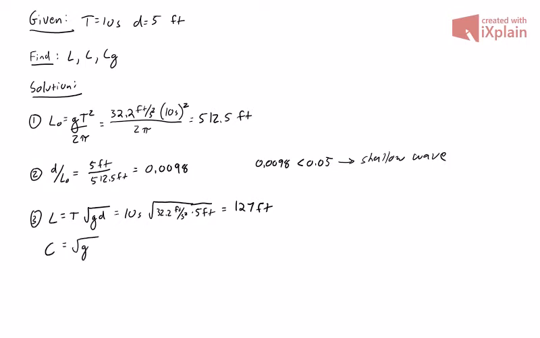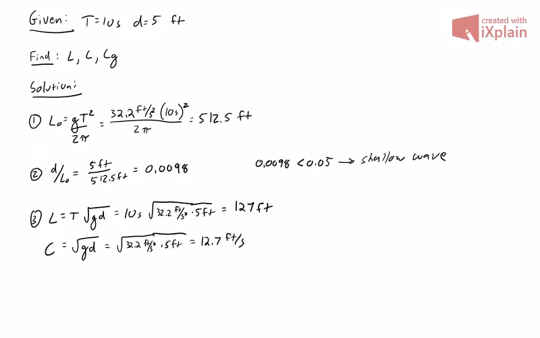Moving on to the next thing we want to calculate, the single wave celerity is equal to the square root of gravity times depth. So that's the square root of 32.2 feet per second squared times 5 feet. Plug it all in and we get 12.7 feet per second.